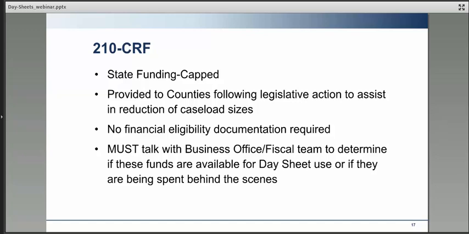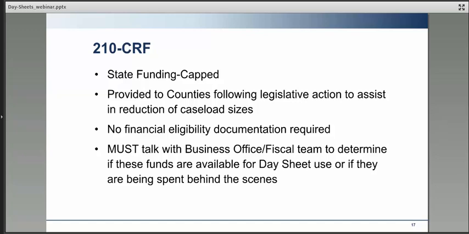The next code is 210 CRF. This is also state funding. It is also capped. And similar to 23, it was provided to counties following legislative action to reduce caseload sizes.